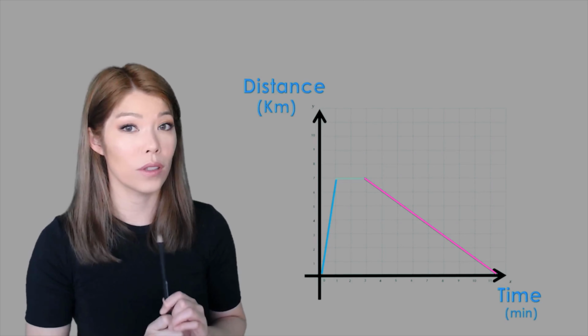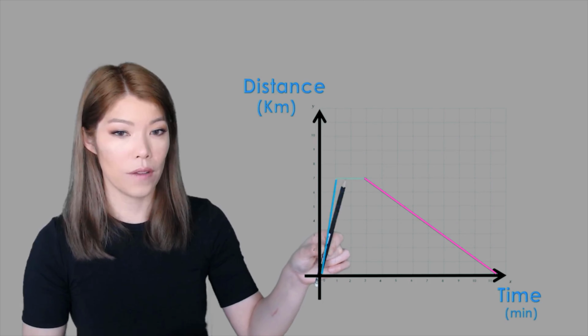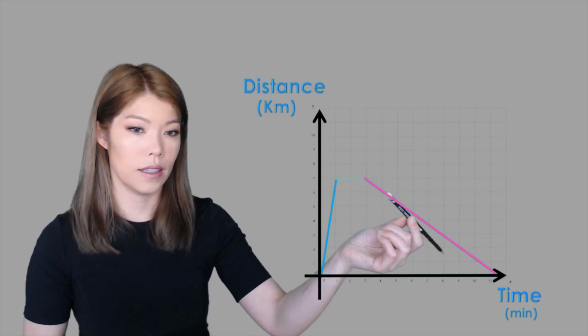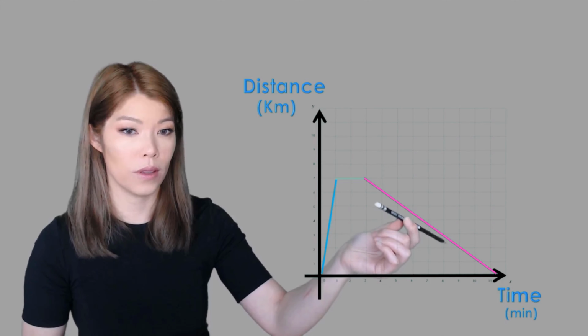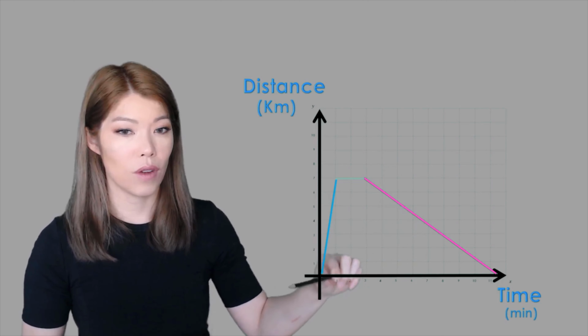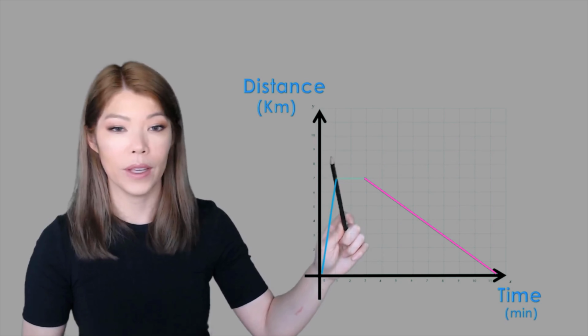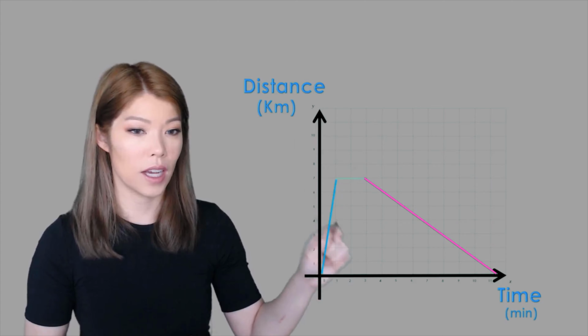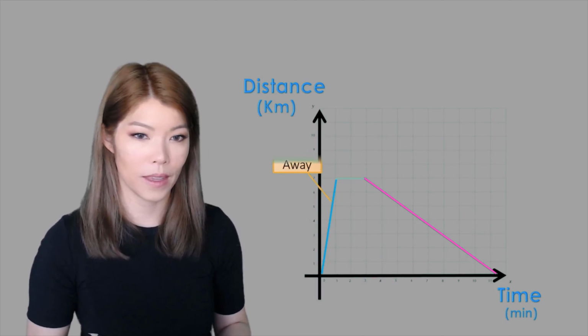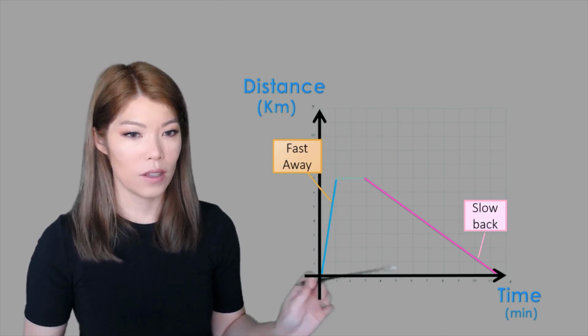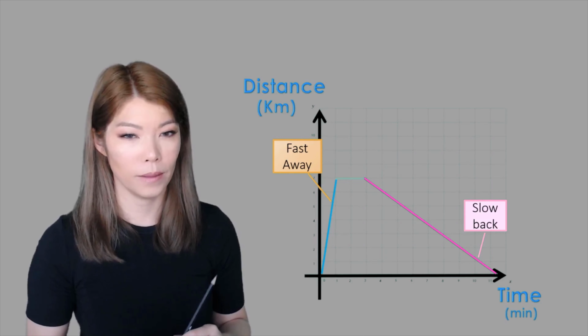The one that's closest to standing up. So this is away from home fast. This is going towards home and slow. It's like you're taking a jog away from home. Then you take a pause, and then you're tired and you go home slower. So fast away, slow going back.